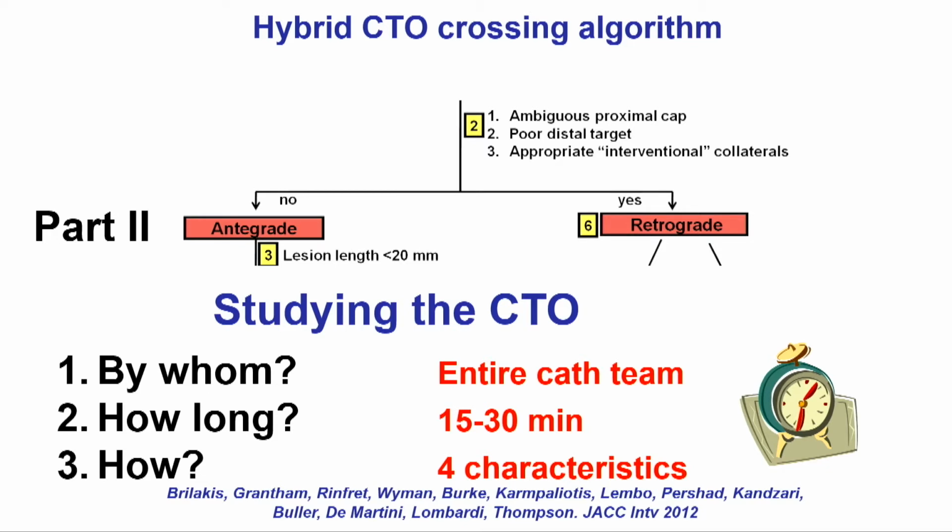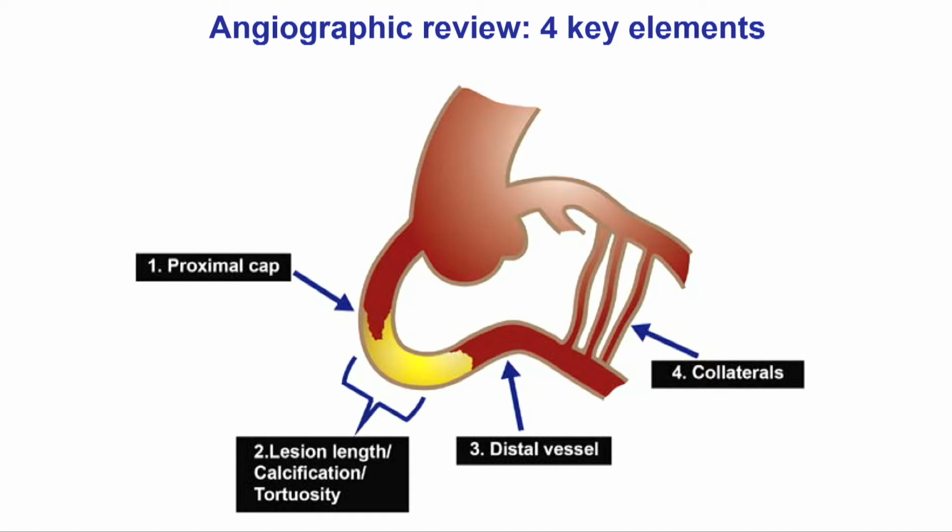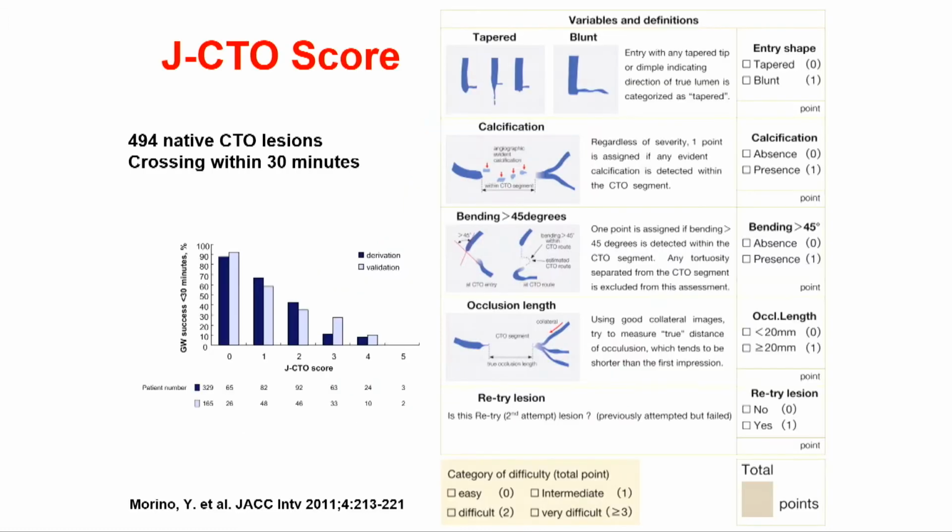Then, after you do this injection, you have to look at it. And looking at it is not just a quick glance, but actually spending enough time, 10, 15, 30 minutes, as long as you can. Because what you see early on is different from what you understand the more you look into this. And you look at this in a structured way: where the lesion starts, the proximal cap, the occlusion length, the distal vessel, and the various collaterals.